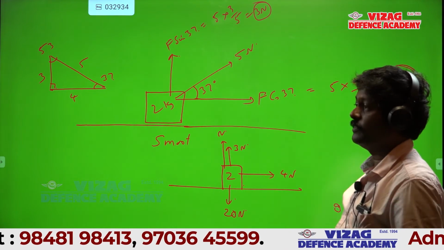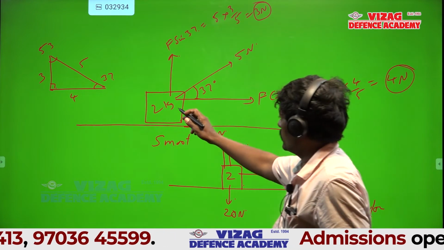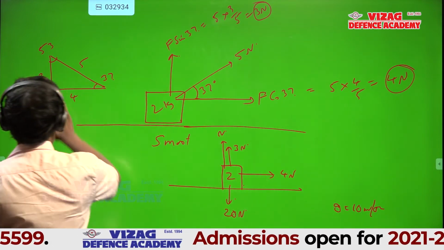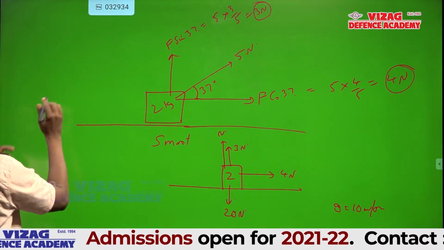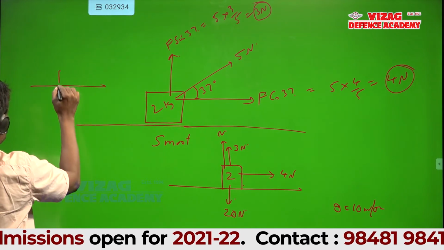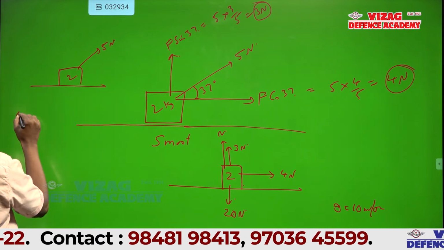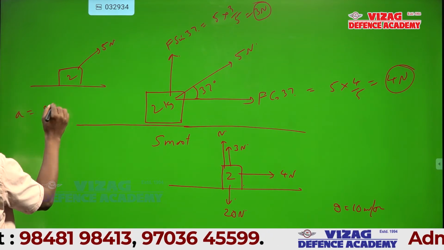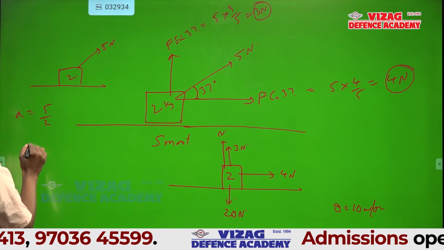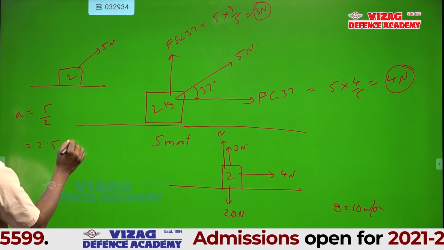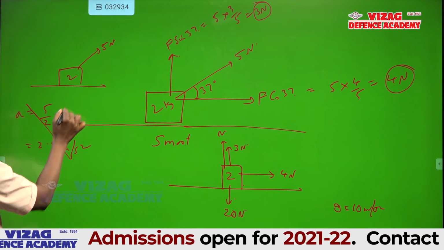Some students, if I ask you the acceleration for this, what they will do is: 2 kg is there, this is 5 Newton, acceleration is force by mass, force is 5, mass is 2, so 2.5 meter per second square. Wrong.